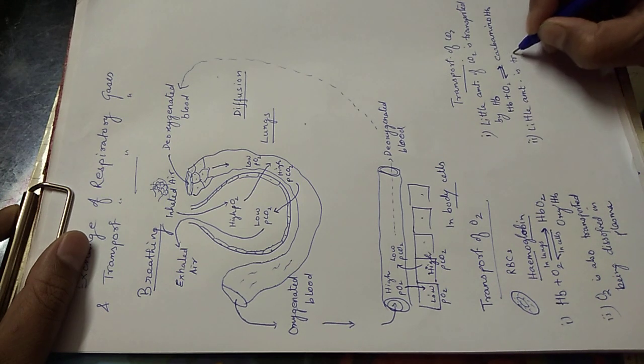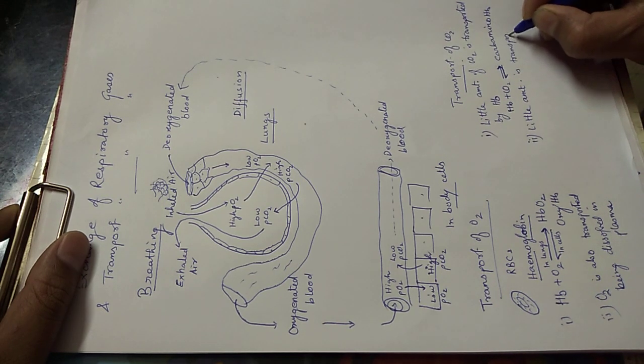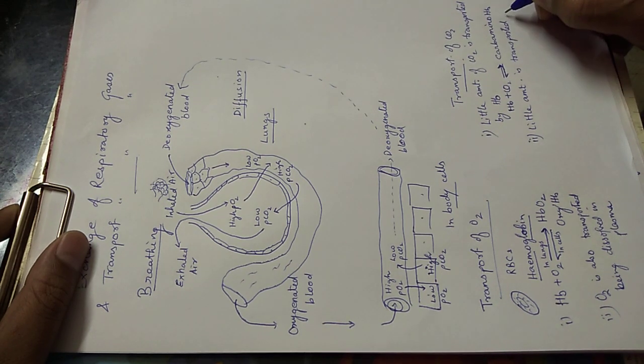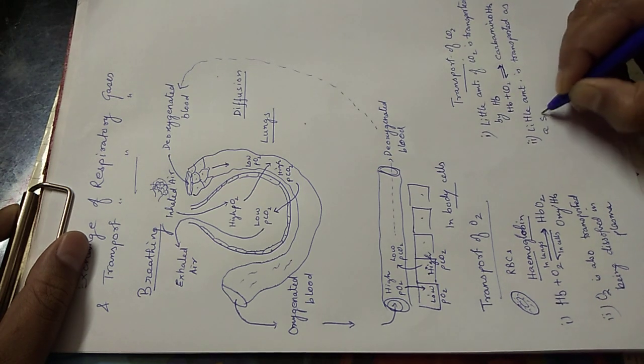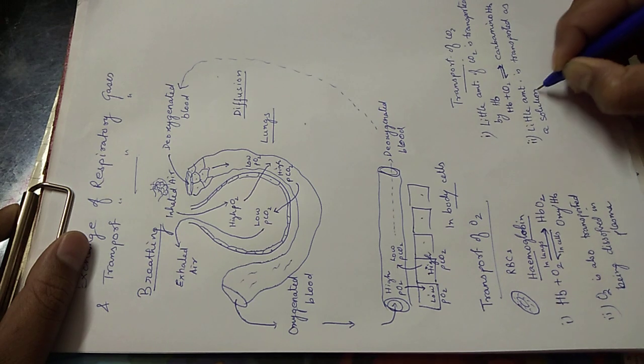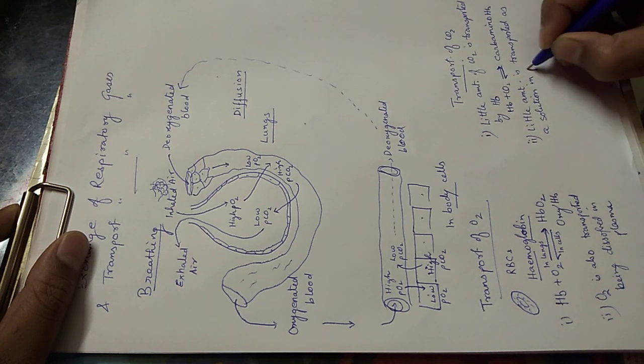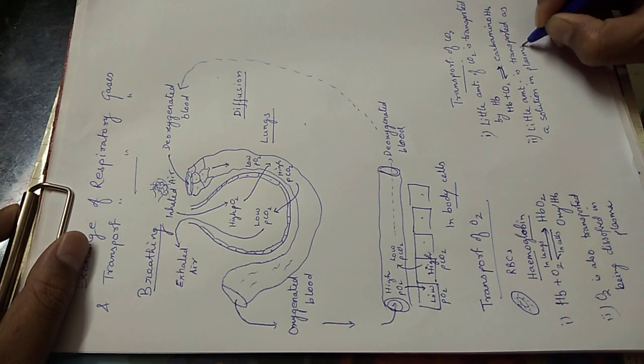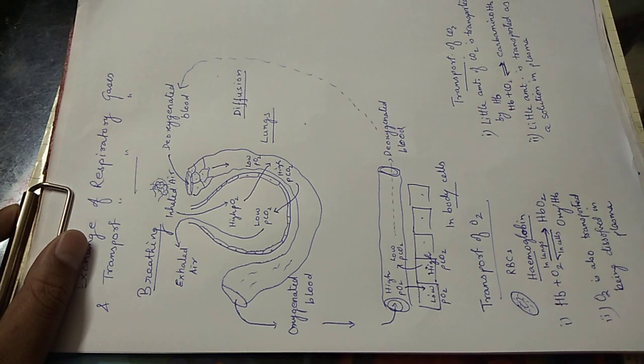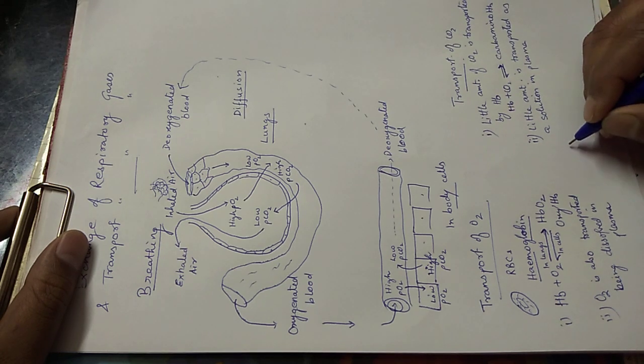Then again, a little amount is transported as a solution in plasma. Just like you have seen in cold drinks, carbon dioxide is dissolved, like that a little amount of carbon dioxide will be transported as a solution. It will get dissolved in the water part of plasma and get transported as a solution.